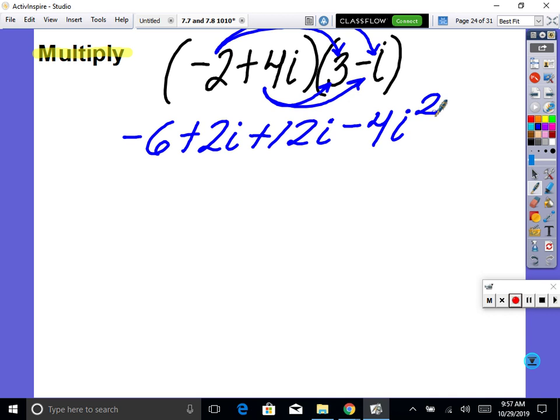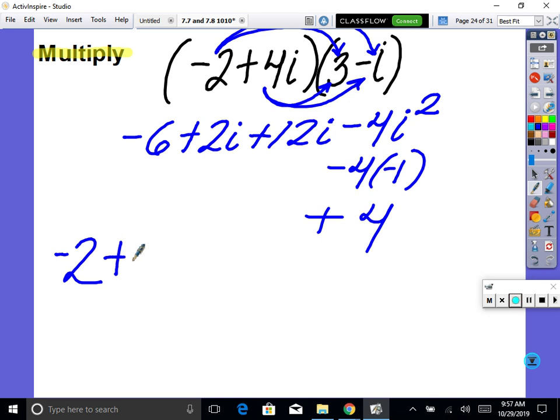So if you just write -4i, you're not going to catch it. You're just going to combine your i's and you're going to have the wrong answer. So be careful. Down right here, that is -4 times -1, which is plus 4. Do you guys still have it written? So then 4 plus -6 is -2. And then we have plus 14i.